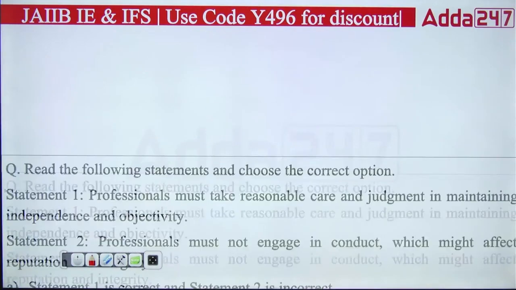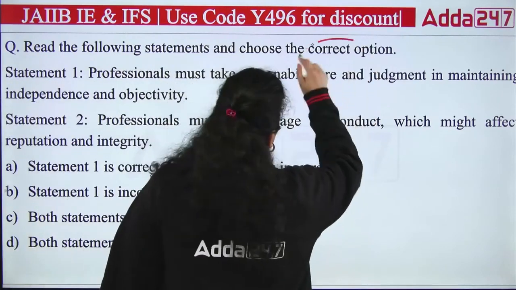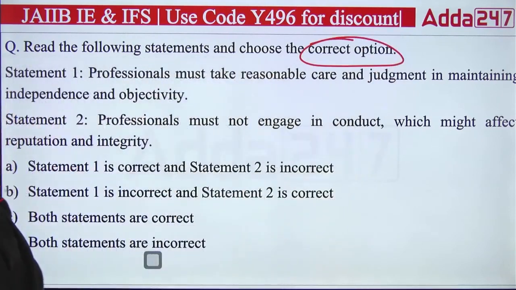Both are incorrect. Next, read the following statements and choose the correct option here. Again, two statements are there. First statement is saying professionals must take responsible care and judgment in maintaining independence and objectivity. Second is saying professionals must not engage in conduct which might affect reputation and integrity. So what do you think? Which statement is correct here?